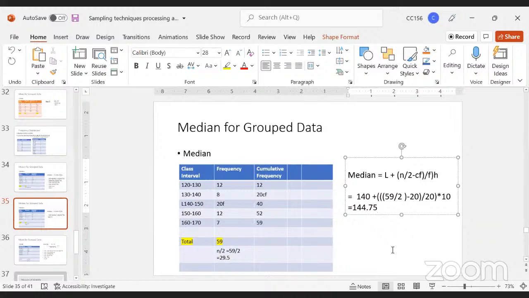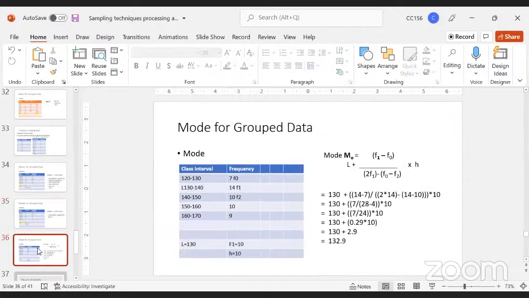Always take minimum 2 digits, so that you avoid bias in your calculation. Don't go for 1 digit, at least go for a minimum of 2 digits. Otherwise, this will create some kind of problem when the data grows larger, and the value will create some kind of bias. So excellent, this is about median for group data.